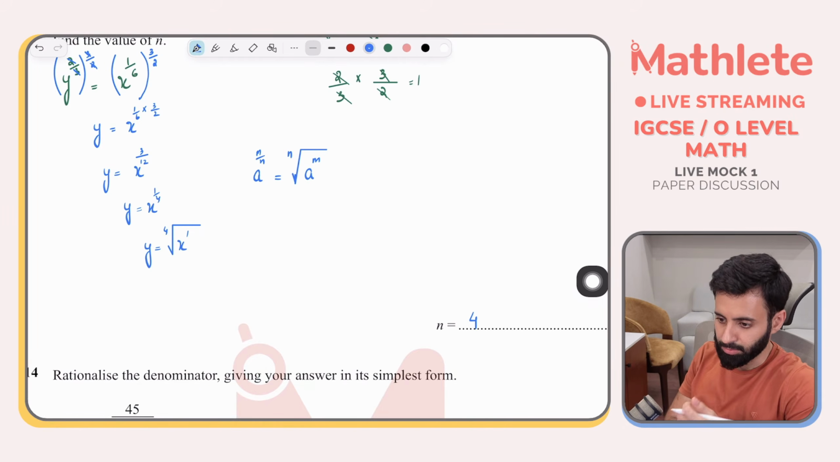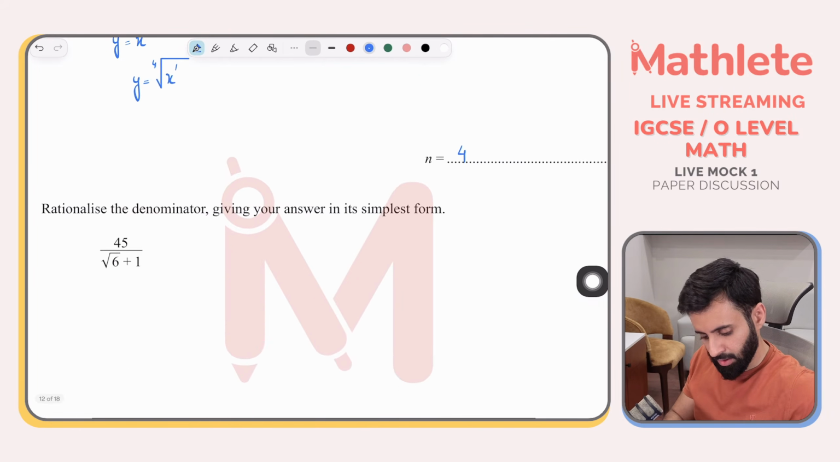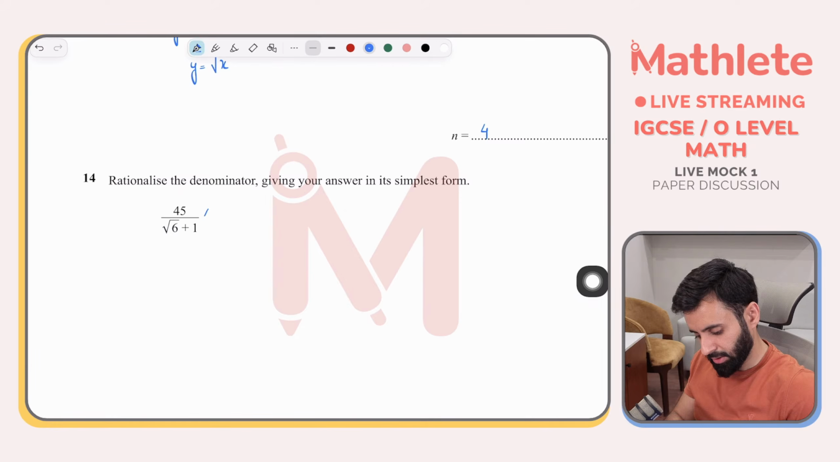So n is equals to 4. Now, rationalize the denominator, giving your answer in its simplest form. Very simple. Multiply the numerator with under root 6 minus 1. Multiply the denominator with under root 6 minus 1 also. So this becomes 45 under root 6 minus 45.